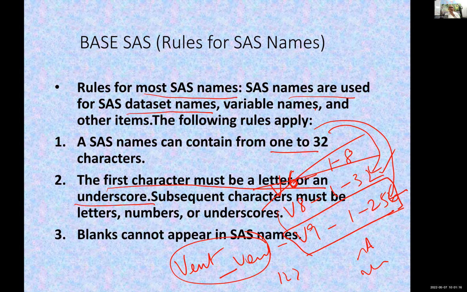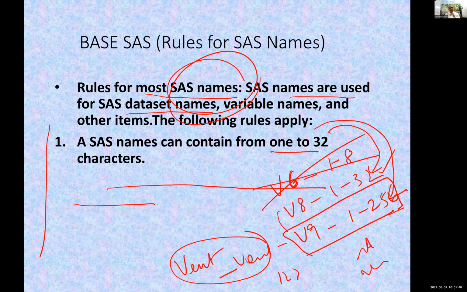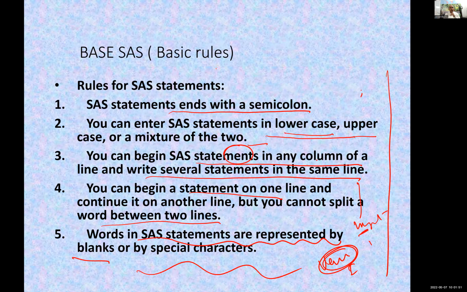The third one is blanks cannot appear in SAS names. Suppose, for example, ID number. Don't put ID as one word and then a space and the number. Blanks cannot appear in SAS names. If you want to make it, ID number is one word. So these are all the different rules for SAS names. When you are creating a naming convention in SAS, you must follow these rules.